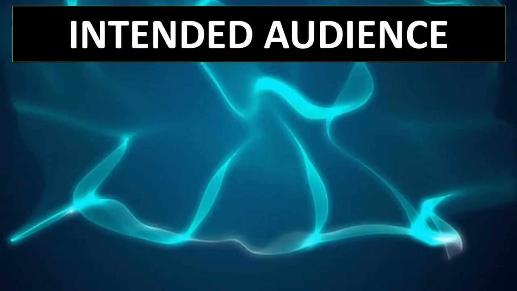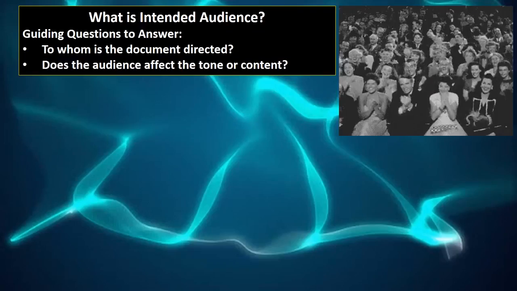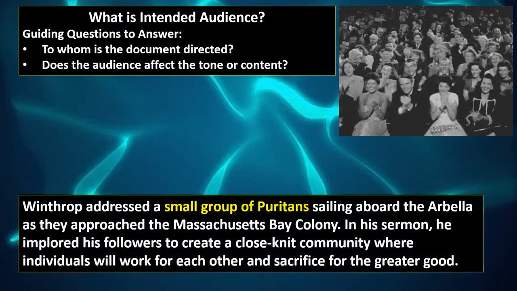To me, this one's a little bit easier, but a lot of times students tend to forget this one and skip over it. So what is intended audience? To whom is the document directed? Does the audience affect the tone or the content of the actual document? Here we go for that quote from John Winthrop. Winthrop addressed a small group of Puritans sailing aboard the Arbella as they approached the Massachusetts Bay Colony. In his sermon, he implored his followers to create a close-knit community where individuals would work for each other and sacrifice for the greater good.